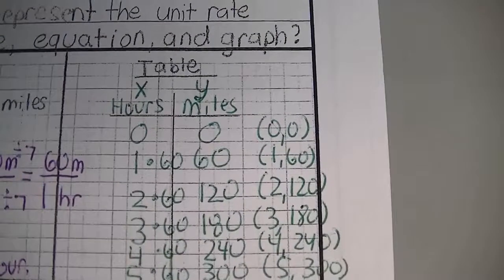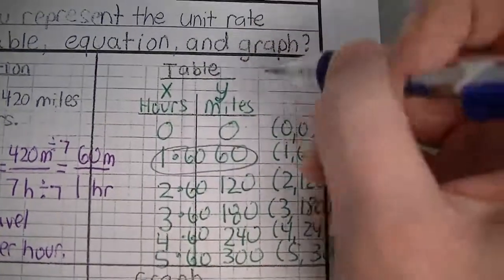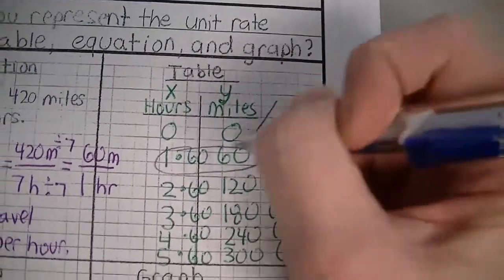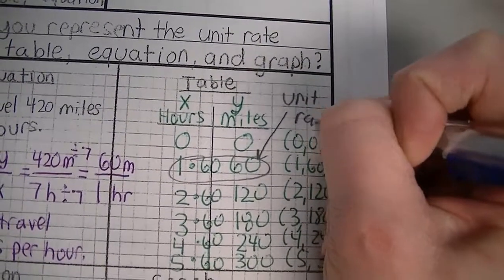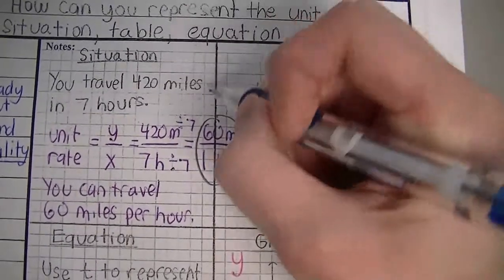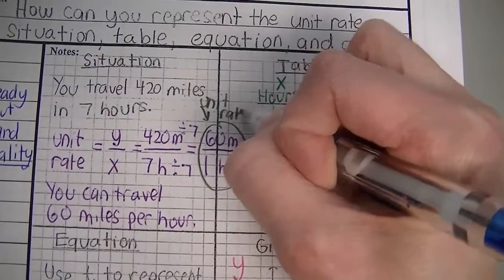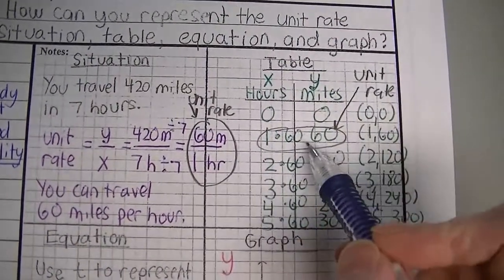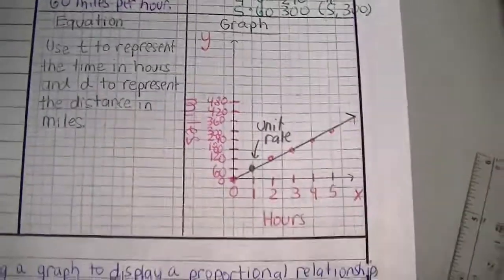And do you remember which ordered pair up here is the unit rate? This one represents the unit rate. Remember, when x is 1, the corresponding y value is the unit rate. And right here, it's also the unit rate. So you know the unit rate here, here, and also from your graph.